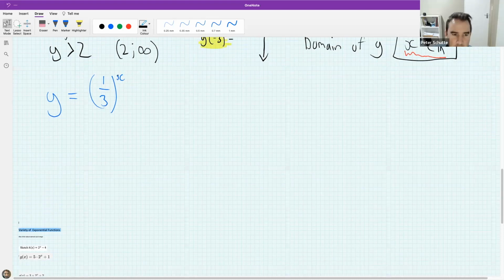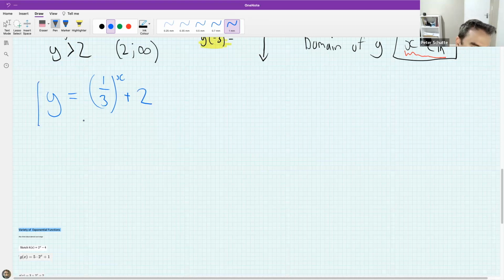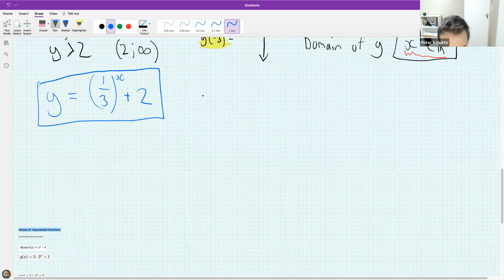And what's more, I'm not going to just do that. I'm going to make it a third to the power of x. And then I will make it, let me make it plus 2. Okay, so this is one I've made up. And I'm just going to show you an example, and then you can practice it.